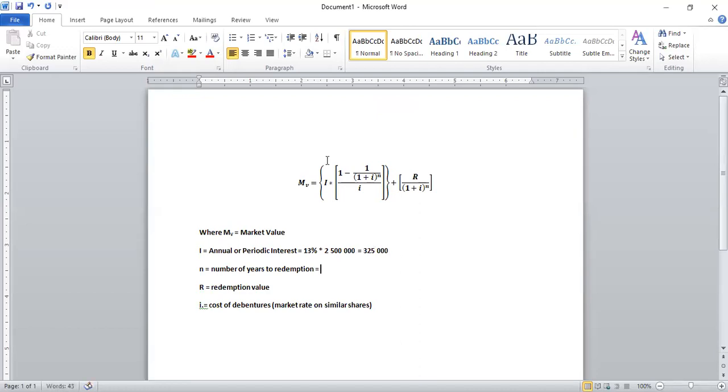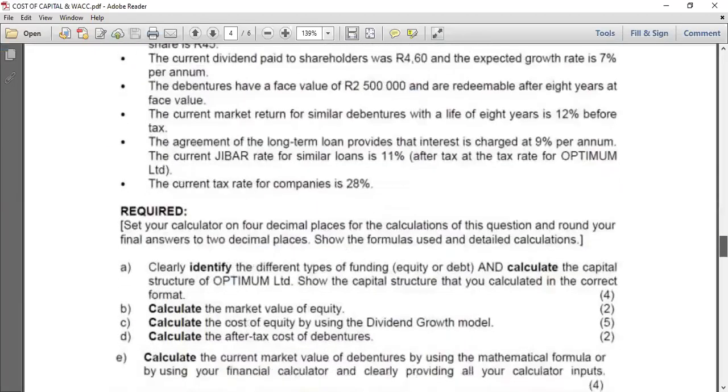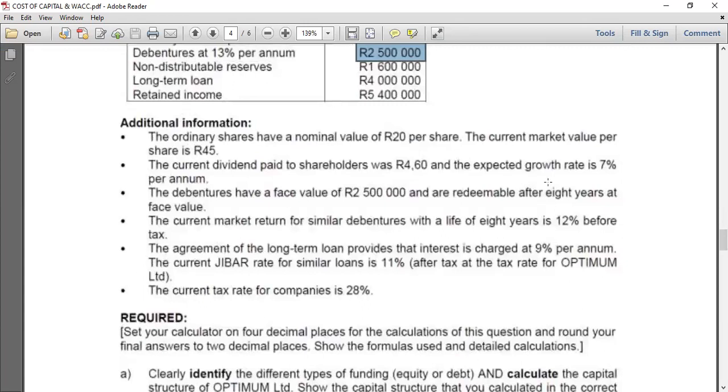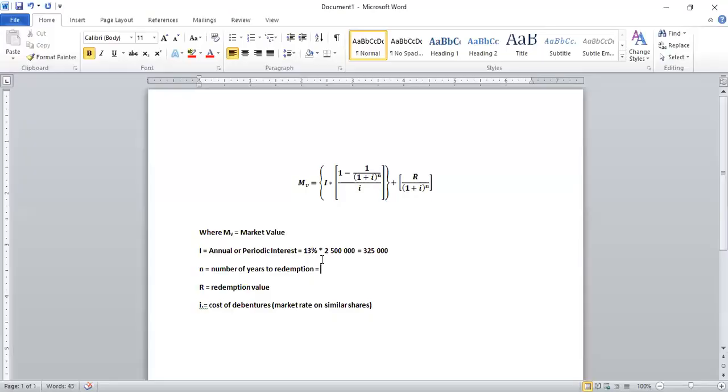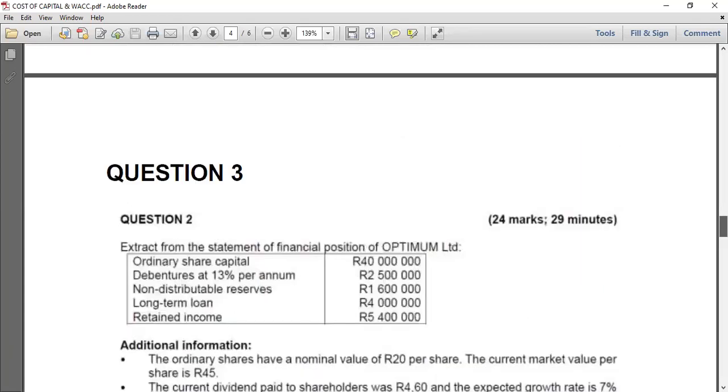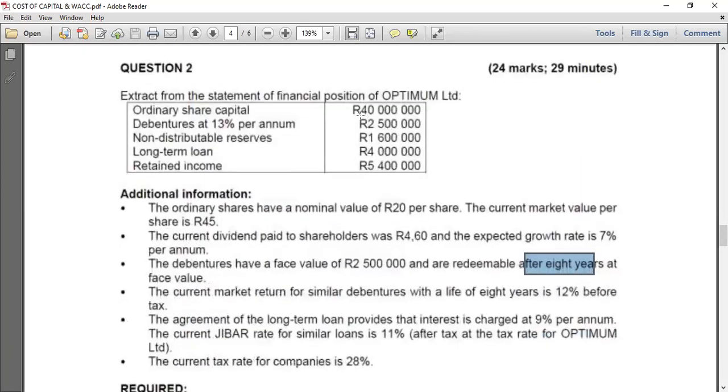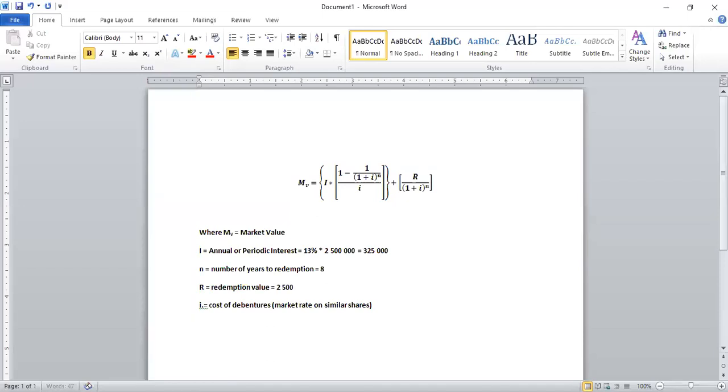Our N is the number of years to redemption. We are told that these debentures are redeemable after 8 years. So that's 8, our N. Our redemption value is the par value, or if they are to be redeemed at a premium, you add the premium. We are not told about a premium or a discount. So that means it will be the 2.5, the book value. That means they are going to pay them at their value. So that is 2.5. So the nominal value or the book value is usually our R.